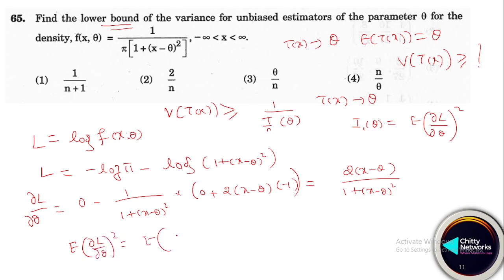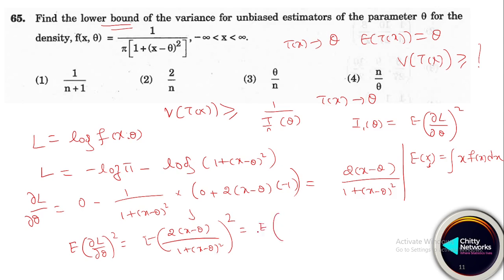So dou L by dou theta is 2(x minus theta) divided by (1 plus (x minus theta) whole square). This square we have to take the expectation of. We know the formula for expectation: if the expectation of any function of x is needed, that is the integration of the function into f(x) dx. So in the place of x we have this entire term.